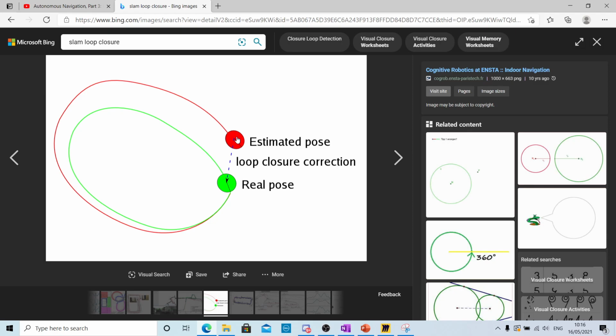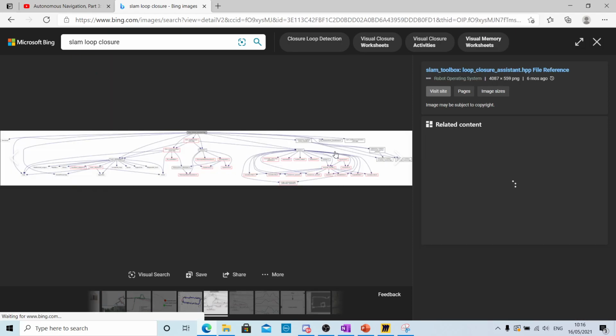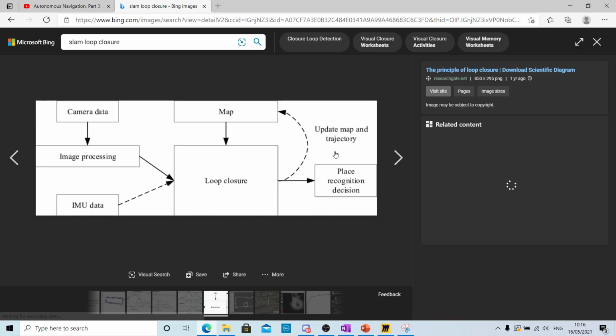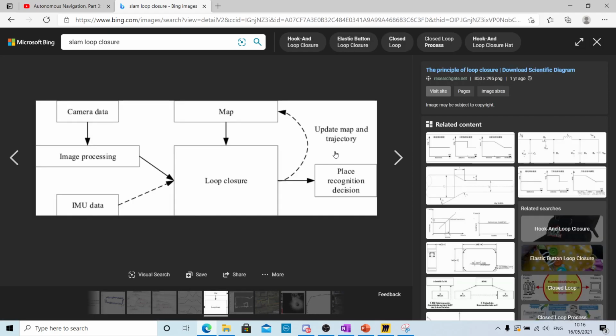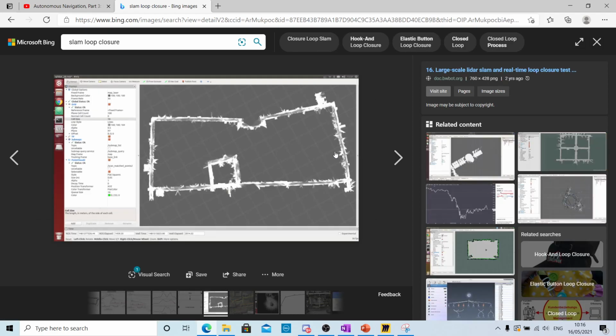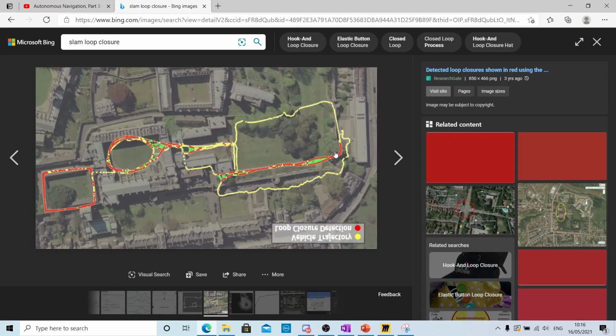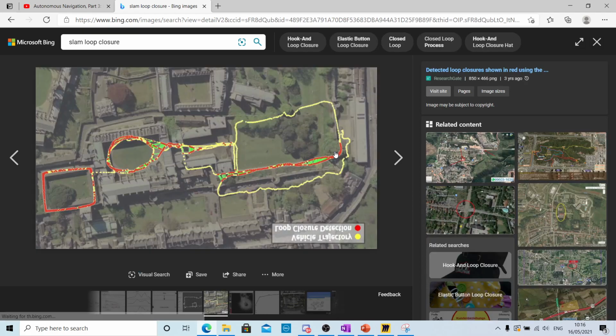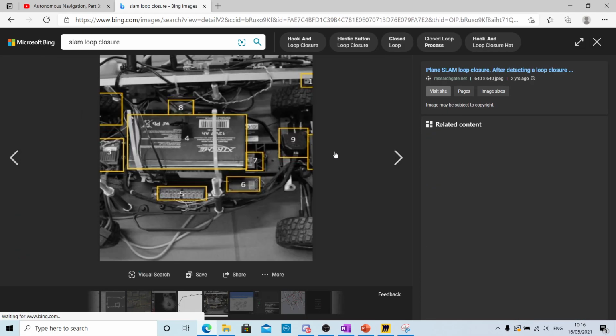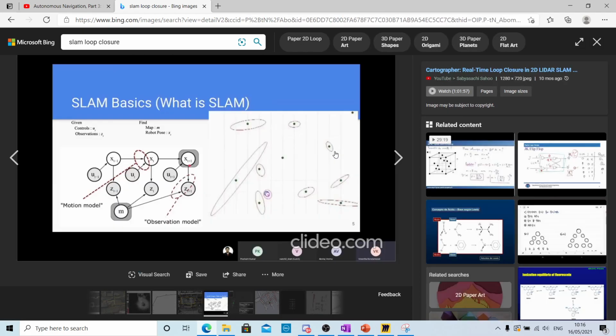Not in each position, just when it reaches the final position towards the end. Yeah, loop closure. Exactly, the previous ones would be updated as well.